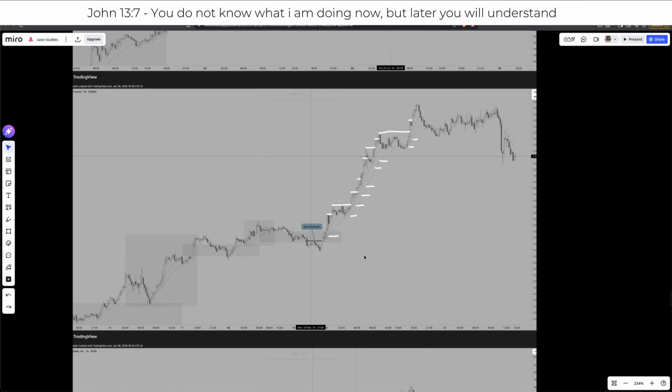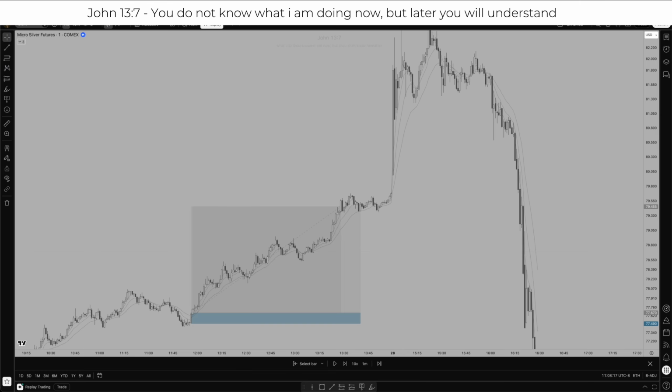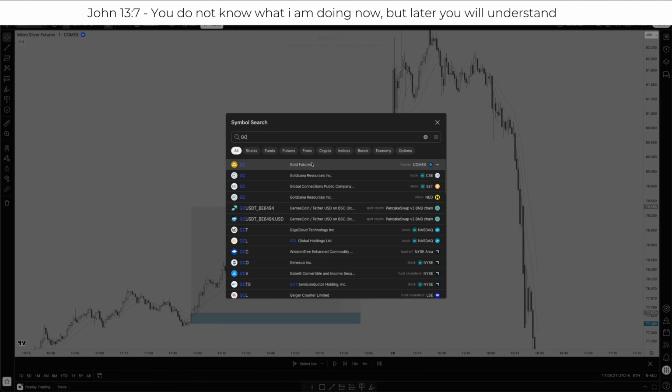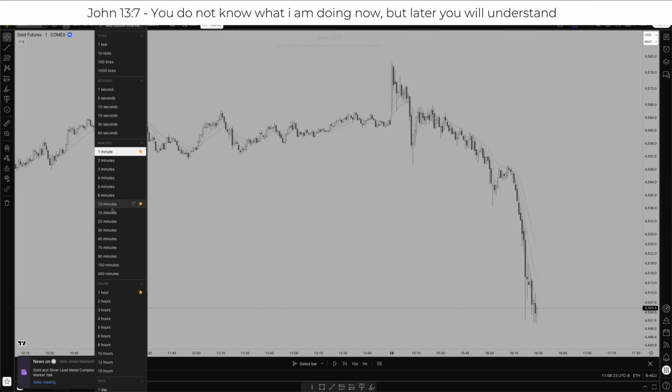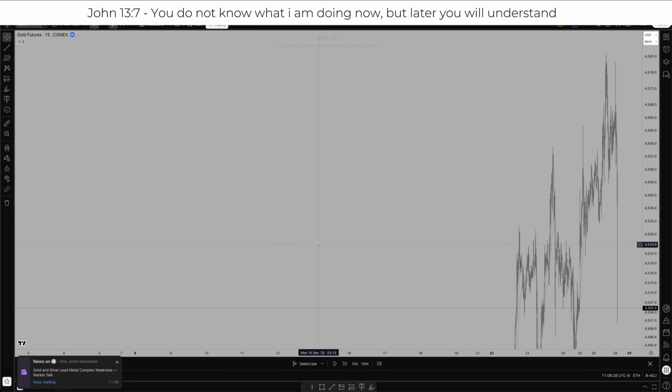Comex. Might be silver as well, or gold. This could be gold. 15 minute. GC. This might be gold. Hold on. 2019.